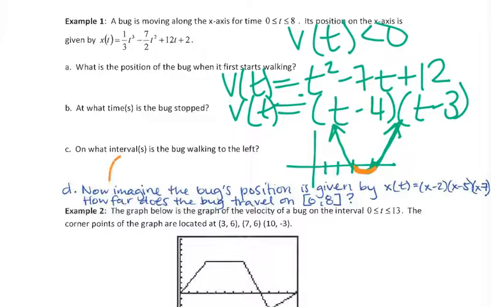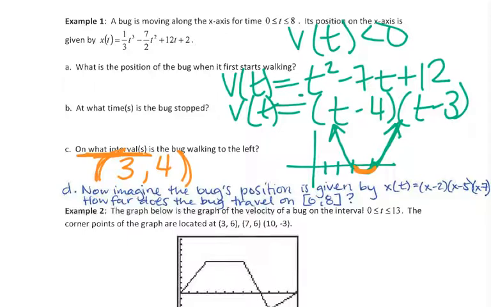So the bug is walking to the left on the interval, parentheses, 3 to 4. So again, this is the interval. It tells you, or asks, on what interval. So we're looking at time, the seconds between 3 and 4.